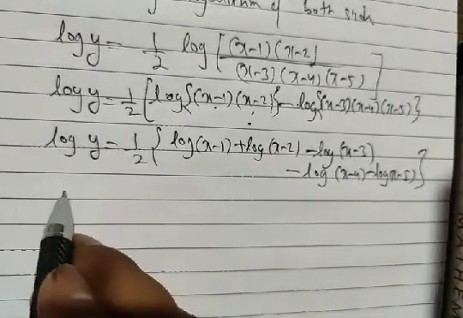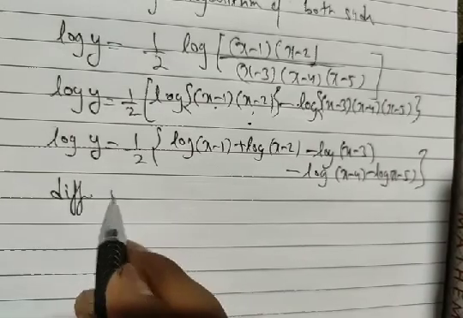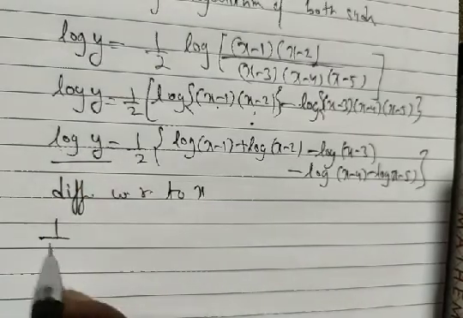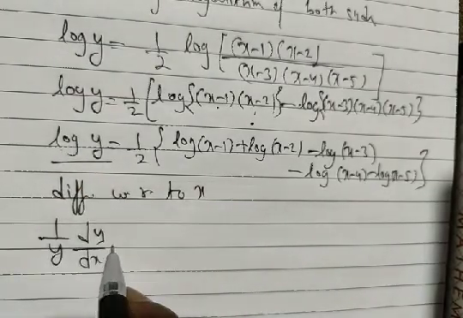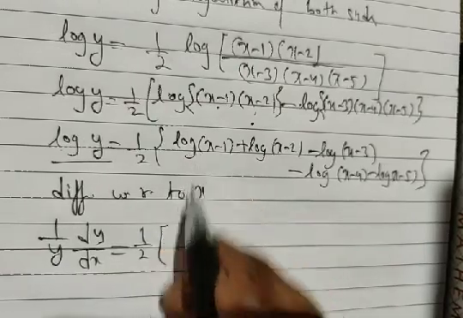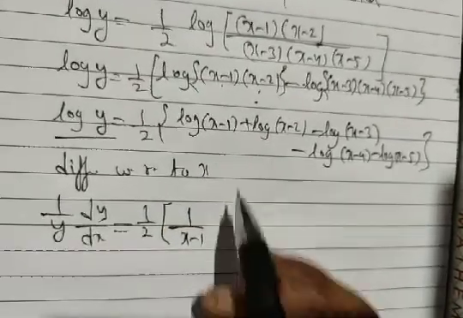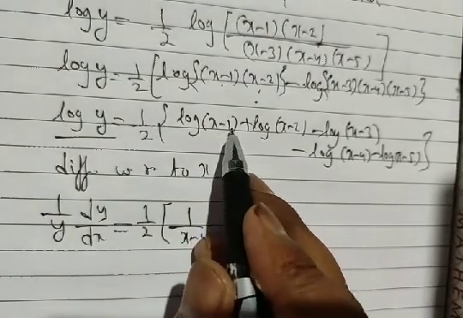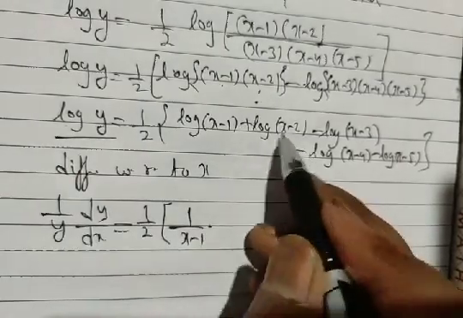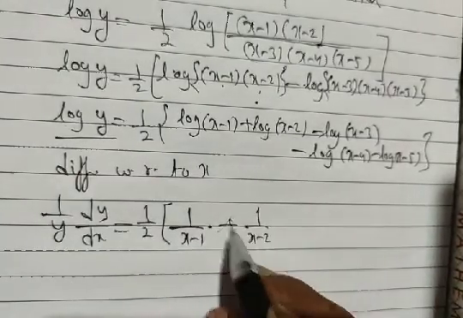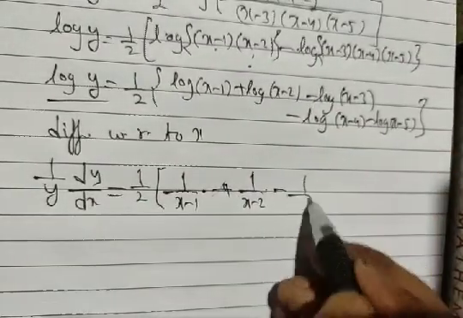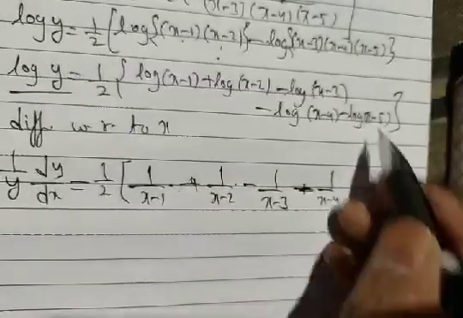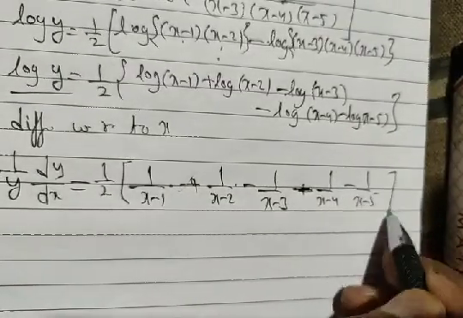Now we differentiate with respect to x. Here the derivative of log y is 1 by y dy/dx. 1 by 2 is a constant. d/dx of log (x minus 1) is 1 by (x minus 1) into the derivative of x minus 1, which is 1, because d/dx of x is 1 and of 1 is 0. Then again we get 1 upon (x minus 2) into 1, minus 1 upon (x minus 3), minus 1 upon (x minus 4), and minus 1 upon (x minus 5).